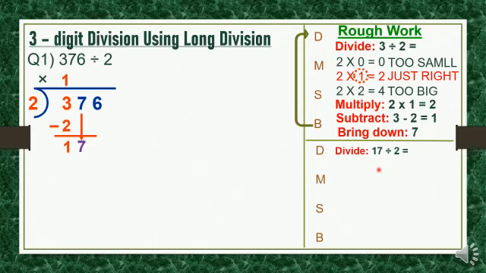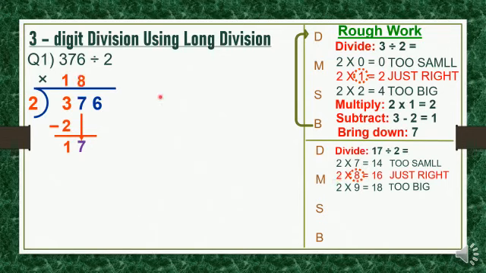Again, we will write the table of 2, which is somewhat near to this number 17. So 2 sevens are 14, 2 eights are 16, 2 nines are 18. So if we go for 2 sevens are 14, it is too small. If we go for 2 nines are 18, it is too big. So what will be the just right number? It is 2 eights are 16. So we will go for 8 groups of 2, and that 8 we will write on top of 7 over here. So the next step is to multiply.